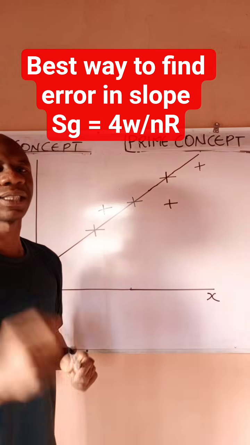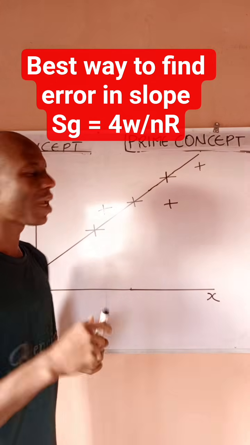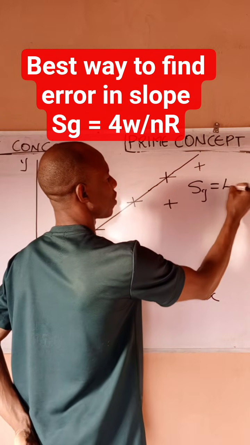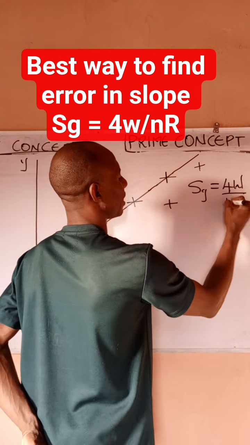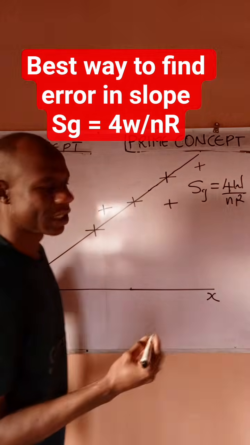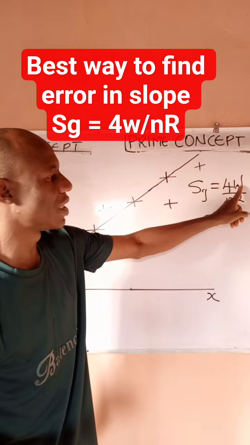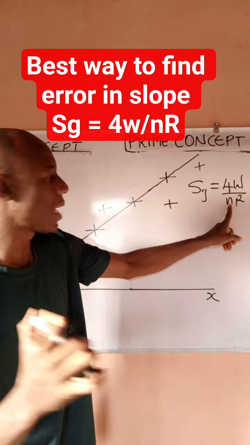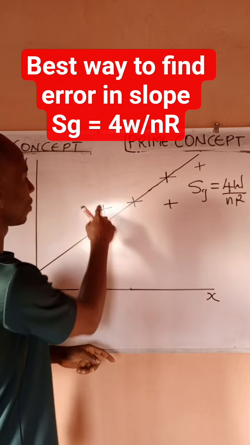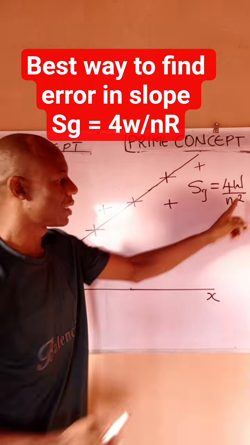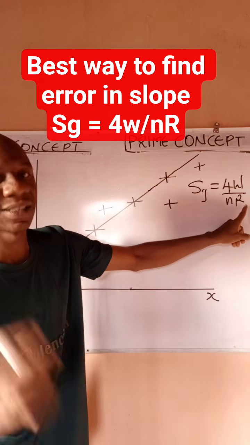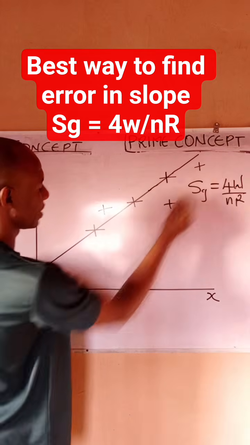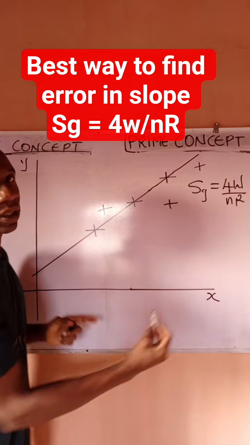So first, this is our line of best fit. We want to see how we can get error in slope. The formula for calculating error in slope is SG equals 4W divided by NR, where W represents the vertical scatter, N represents the number of data points, which in this case is 6: 1, 2, 3, 4, 5, 6. Then R represents the horizontal range, that is the difference between the highest point and the lowest point.